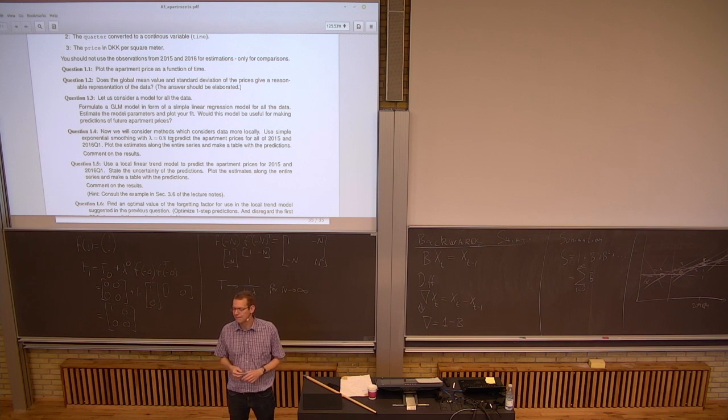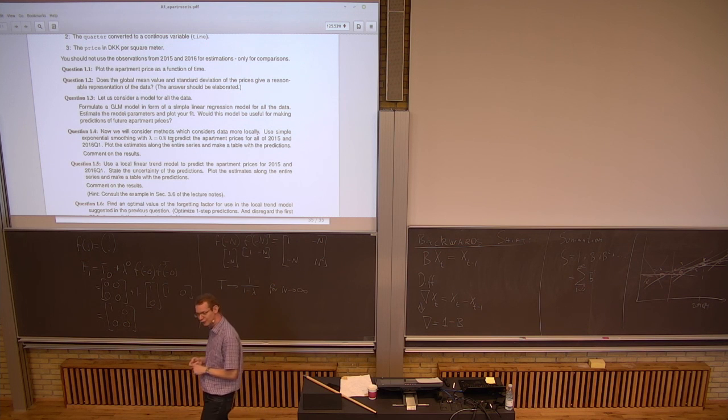Yes? For question 1.3, do you just mean fit a line, or do you mean something more elaborate like a general linear model? I say fit a line. Okay. It says simple linear regression. Yeah. That is fit a line. One intercept, one slope.